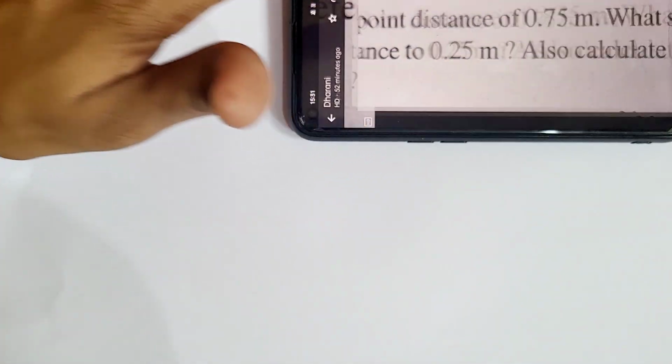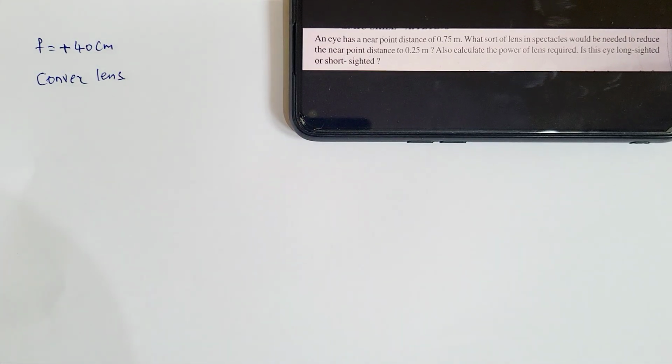Go to the next question. An eye has a near point distance of 0.75 meters. What sort of lens in spectacles would be needed to reduce the near point distance to 0.25 meters? Near point should be 0.25 meters, means 25 centimeters. Near point went from 25 centimeters to 75 centimeters, means nearby he is unable to see. Are you getting my point or not? Nearby he is unable to see.